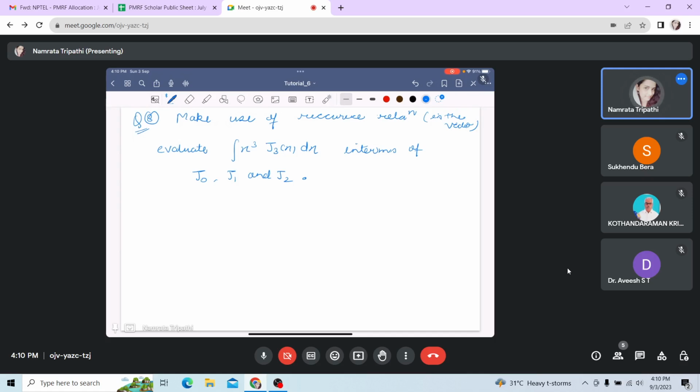So you have to evaluate the integral of x cube z3 in terms of z0, z1, z2. Can we use any recurrence relation in this integral? Derivative of x to the power n Jn of x is equal to minus x to the power of minus n Jn plus 1 of x. Yes, it is the correct answer. So you can use it.